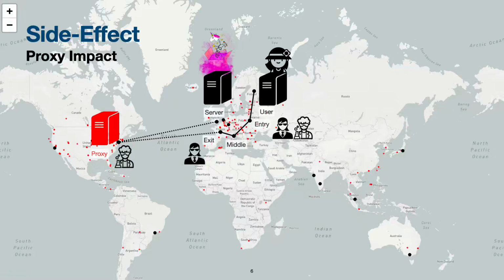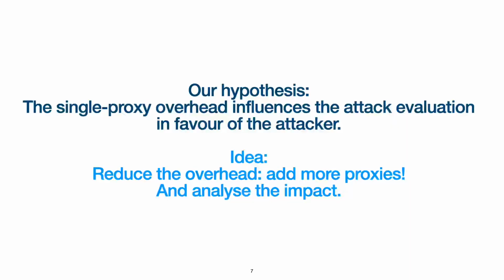This possibility that the setup occasionally introduces certain artifacts in the data can be problematic. Specifically, we thought that introducing such artificial diversity in traces may make them more distinguishable for the simulated attacker, which would lead to overestimation of attack performance on such data. So then we hypothesize that the single proxy overhead influences the attack evaluation in favor of the attacker.